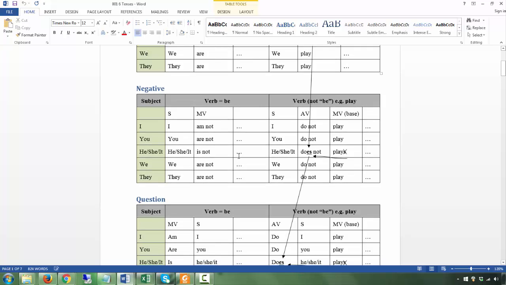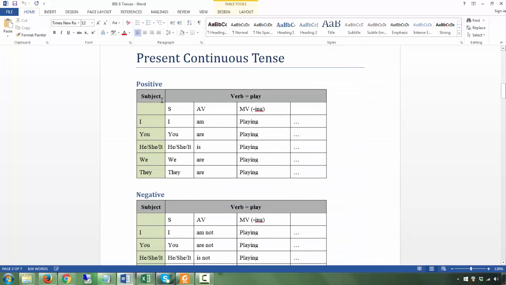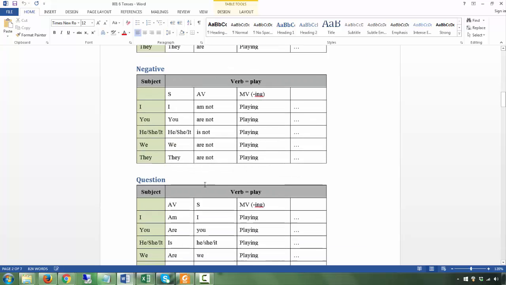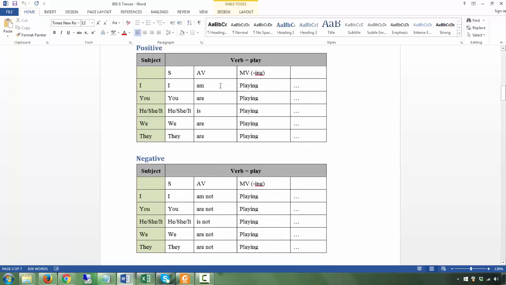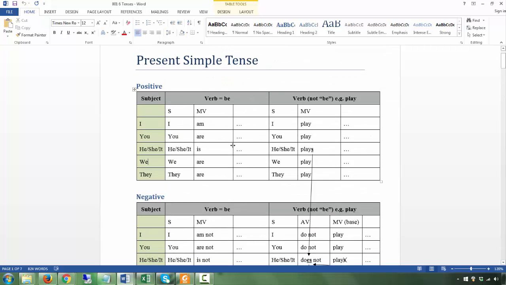We went through how you form the present continuous. For the positive, you just put the be plus verb ing. For the negative, put a not there. For the question, you reverse these positions. Very simple. Now present simple is more difficult. You have positive, negative, and question, but the first thing you want to know is that the be verb is special.